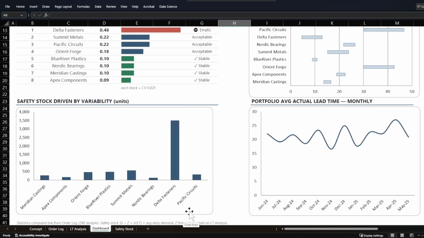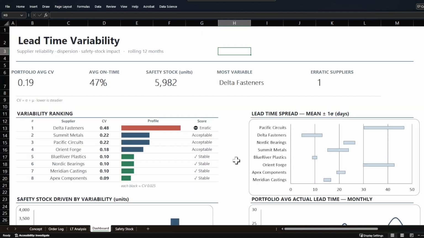So you can see that thing clearly in these visual graphs, and here we can see that our lead time more or less remains constant across the year. So this is how you can create your lead time variability dashboard.